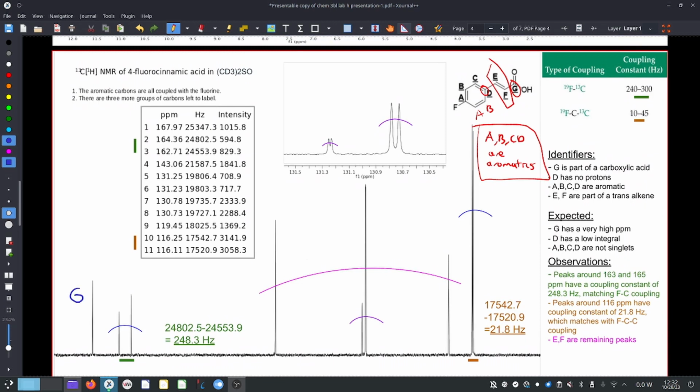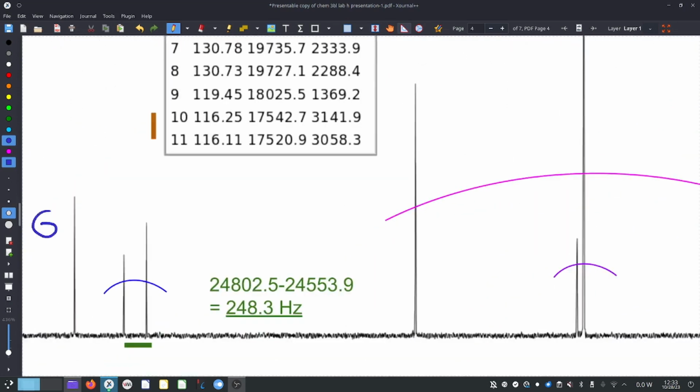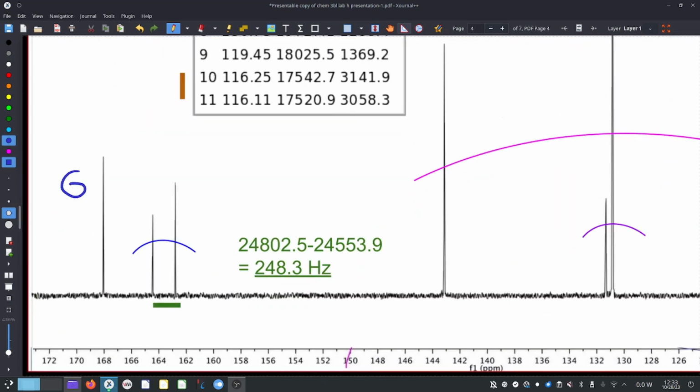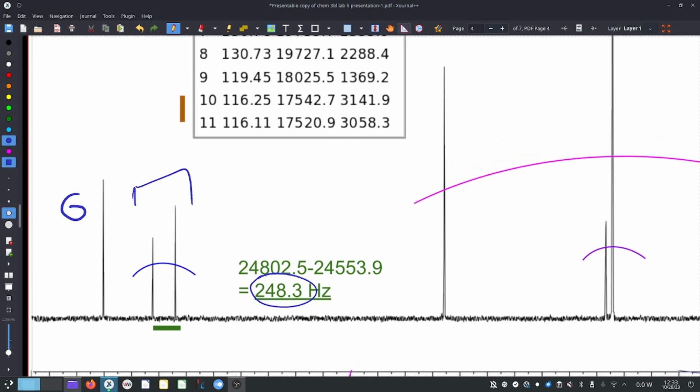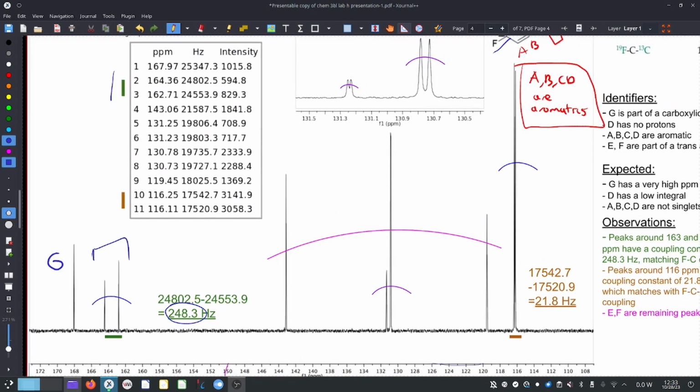If you notice, A, the proximity of carbon A to fluorine, we might expect that to be relatively high ppm as well. So when we look down here, if you decide to take the coupling constant of these two peaks, you might notice that this gives us 248.3. It's because we're using the two highest ppm values over here. It's marked in green. But yeah, that difference ends up being 248.3 hertz.